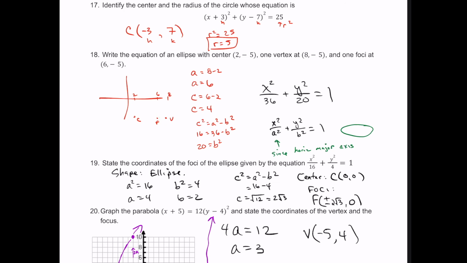Now, when you set up an equation of an ellipse, you need to know A and you need to know B, or B squared, because you need to plug that in the formula. Now, A is the distance from the vertex to the center. So 8 minus 2 was 6. Now, C is the distance from the center to the foci. Now, that's 4 when you subtract it. So how do we figure out B?